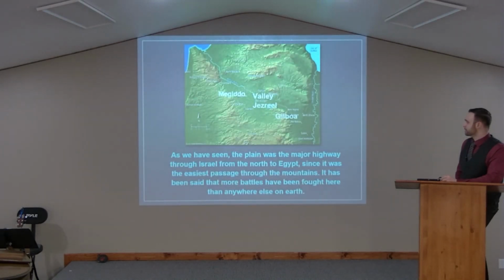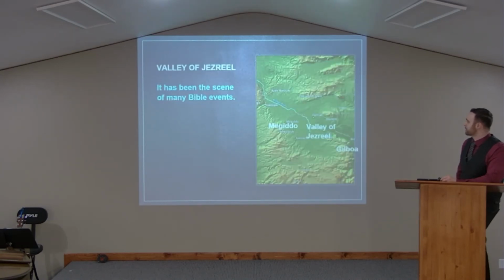And the plain, this is how people got from up north near Damascus down to Egypt. It was the easiest passage. And additionally, more battles have been fought right here than anywhere else on earth because it's such a commonly used spot for travel. It's also been the scene of all kinds of stuff from the Bible.